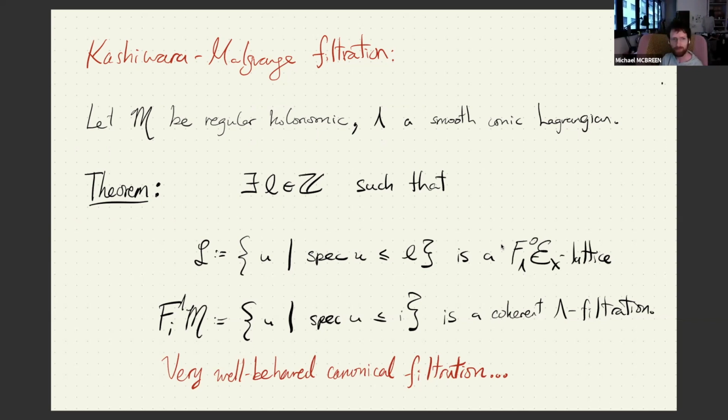This canonical filtration is actually super well behaved. For instance, if you have a map of D-modules, not only will it preserve the filtration, but it will strictly preserve the filtration. So you get an abelian category of filtered objects. Okay.